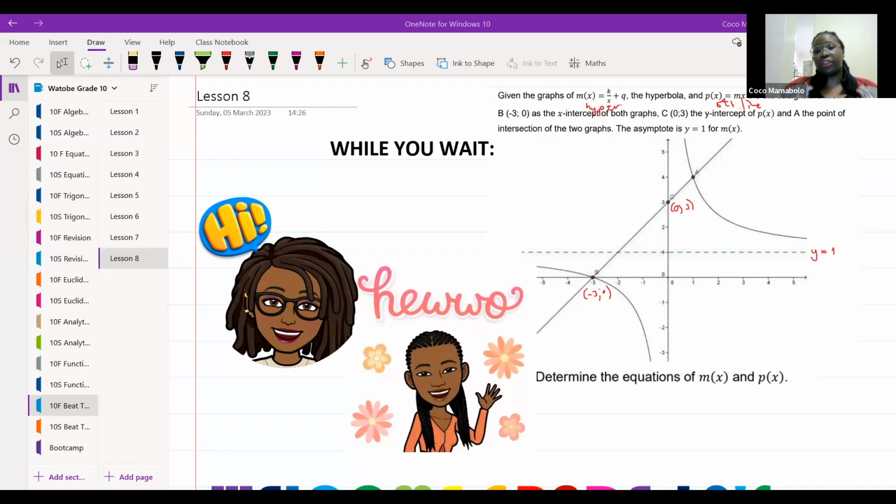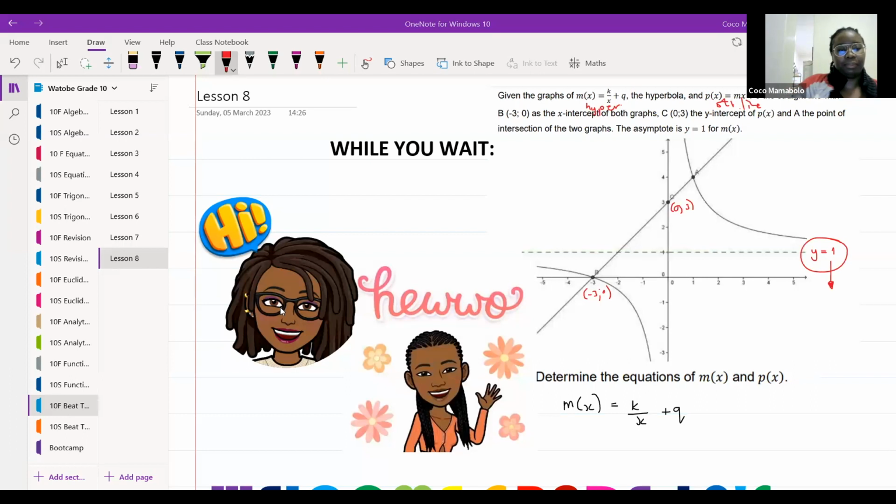For those of you who have not yet figured out how to do these questions, that's easy. We're going to start with m of x. We know that m of x is equal to k over x plus q. When they tell us that y is equal to 1, what is this value actually? What are we going to do with this 1 that they've given us? Which value is it in m of x?